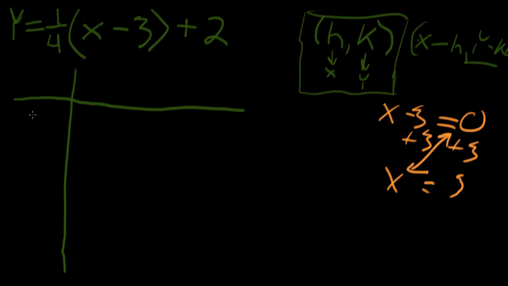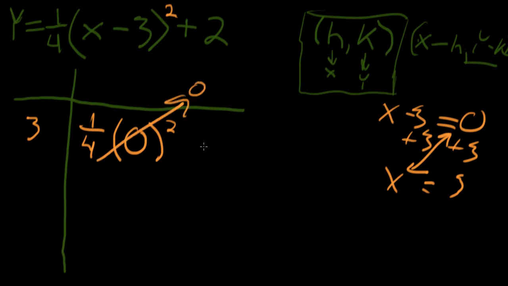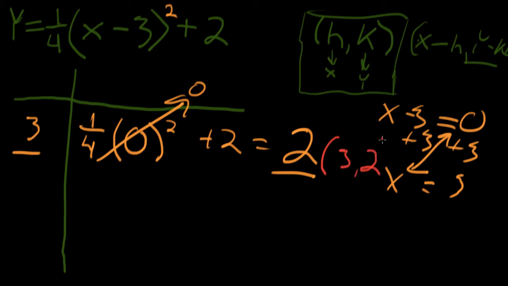Okay, so if I have an x of 3, that's my equivalent to 0, which means that I've got 1/4 times 0, and this is supposed to be squared. So 0 squared, which all of that goes to 0, plus 2 equals 2. That is my new vertex point.